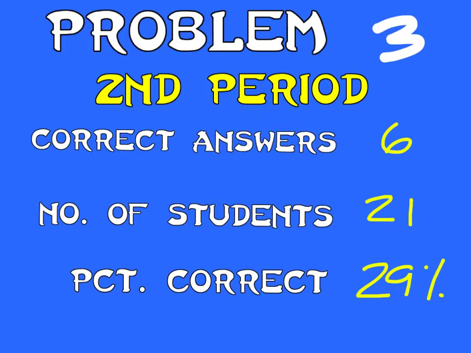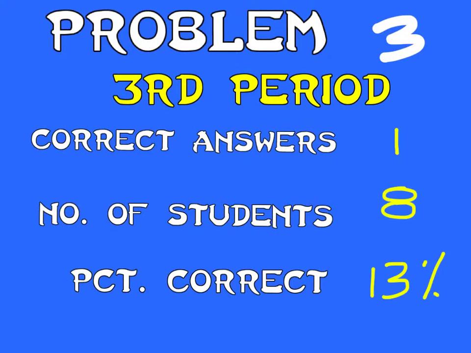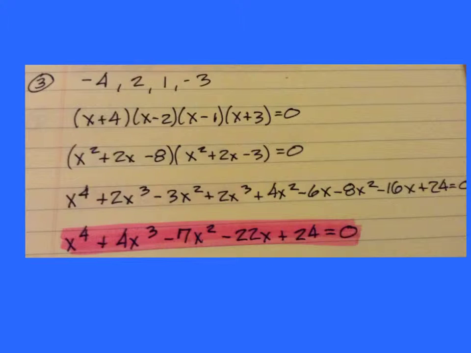If you have any questions about these, feel free to stop me whenever we get to it. Problem 3, 29% for second period, 13% for this period. Of course, it would be one with the x to the fourth in it. These get difficult the higher they go. X to the fourth plus 4x to the third minus 7x squared minus 22x plus 24 equals 0.